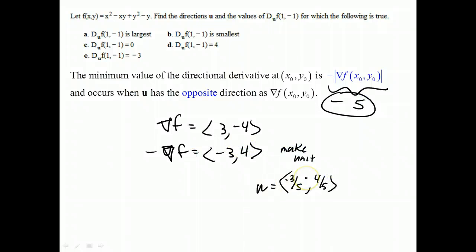When you type it in, I think they want it in i and j notation, so negative 3/5 i plus 4/5 j. Okay, great. So now we encounter these last 3 parts, C, D, and E, where we have a prescribed value for our directional derivative. We know it could be 5, we know it could be negative 5. So now we have some numbers between these two values. What can make the directional derivative 0? What can make it 4? What can make it negative 3? That's what they're asking.